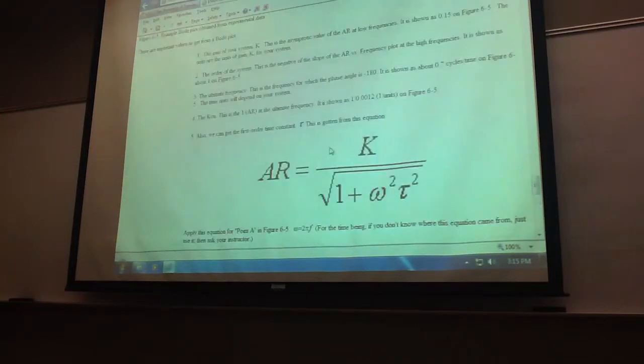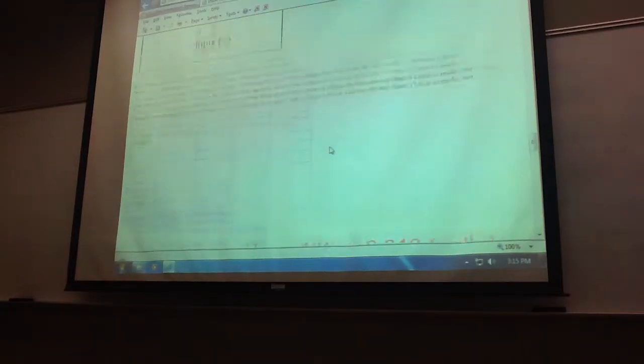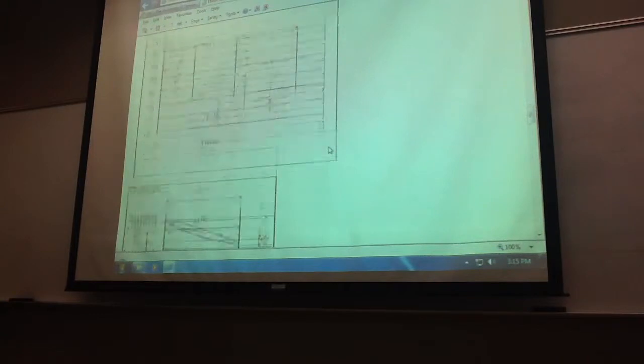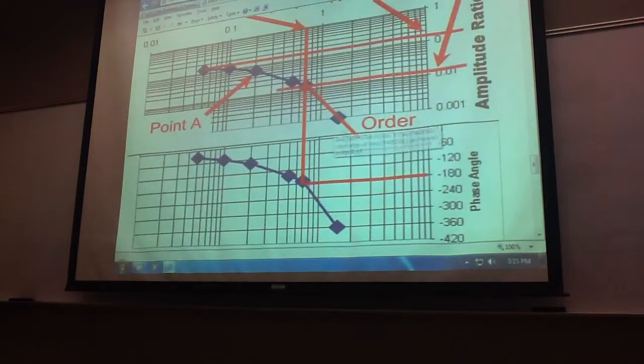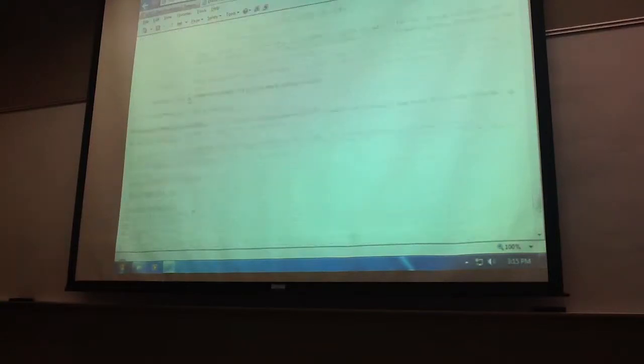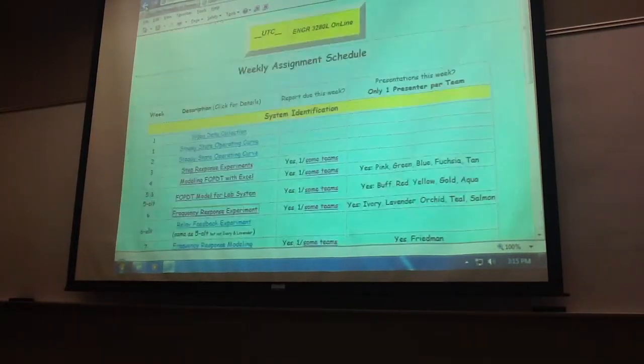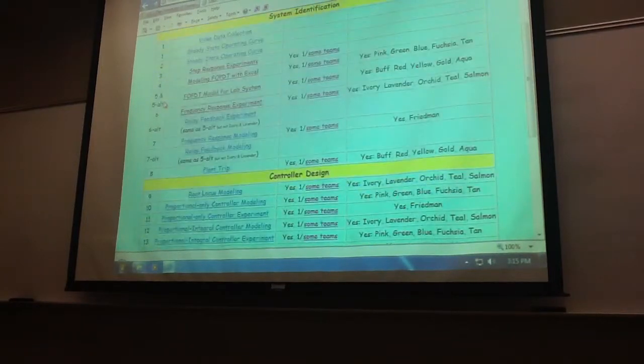For those of you who are not on the alternate method, I want you to do this and turn in this graph here for your system in your region by noon Monday. I think it says that down here at the bottom, due date and time, week 7 at noon. All right. What if you have the alternate method?